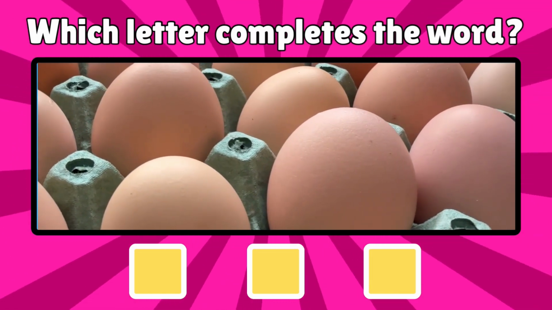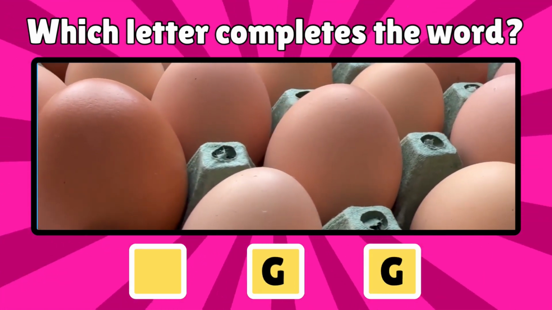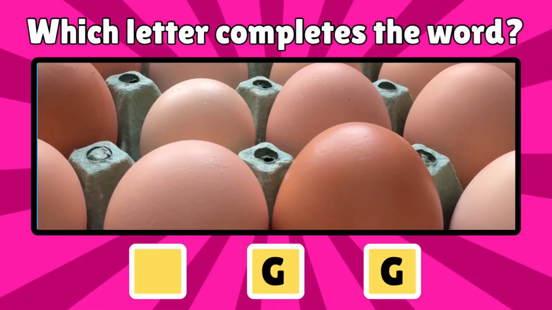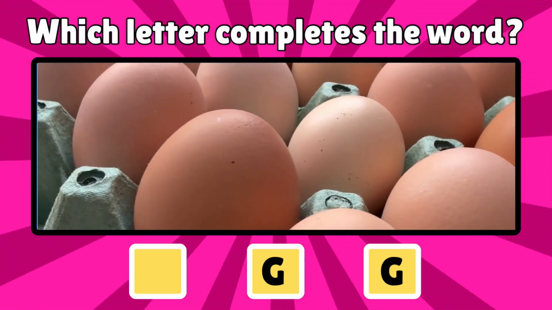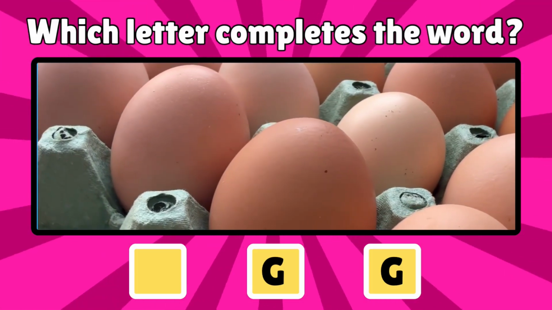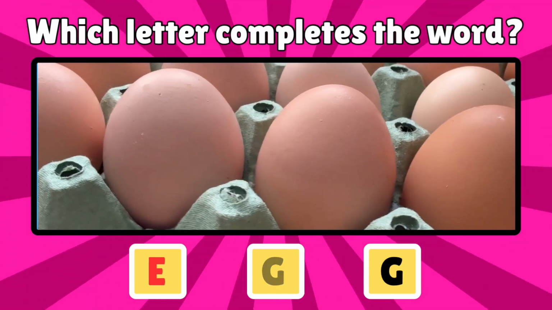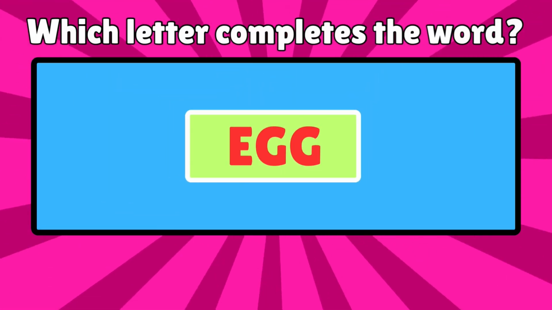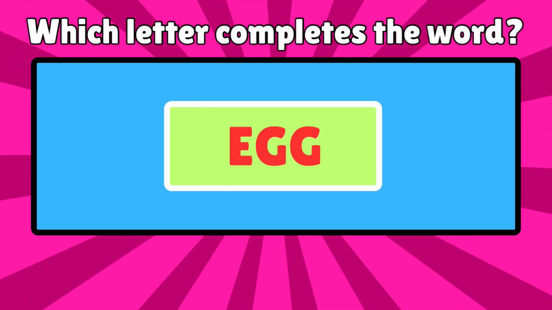Look at the picture. It is an egg. First letter is missing. G, G. Which letter completes the word? It is E, E, G, G. Egg. Can you say it again? E is for egg. Egg.